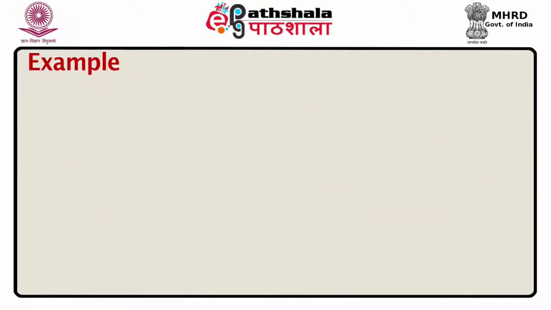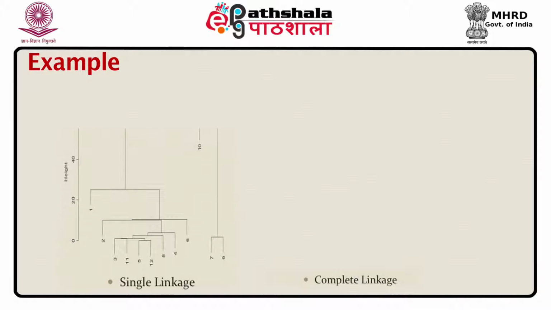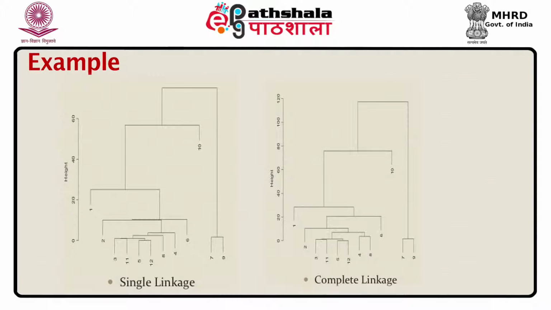Now let's look at an example. In this example, we will work with the single linkage first and the complete linkage later. In this case, we are using the same data set and we get two trees, one through the single linkage method and the other through the complete linkage. You can see that we have taken 12 distinct individuals and we have formed these two trees.